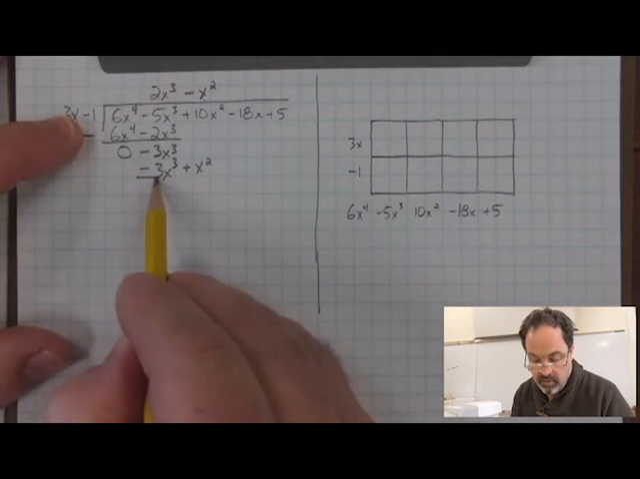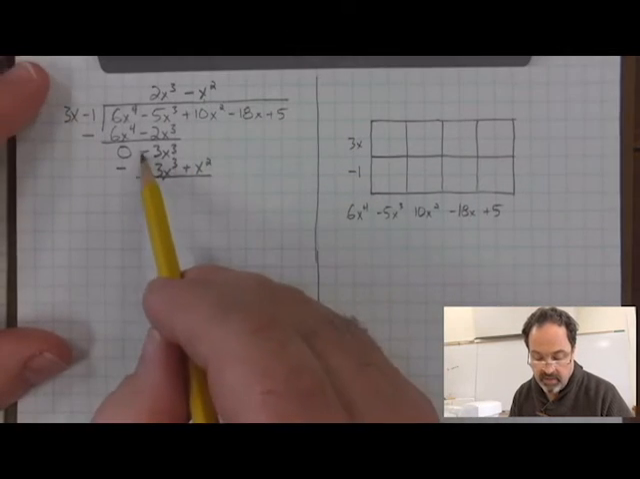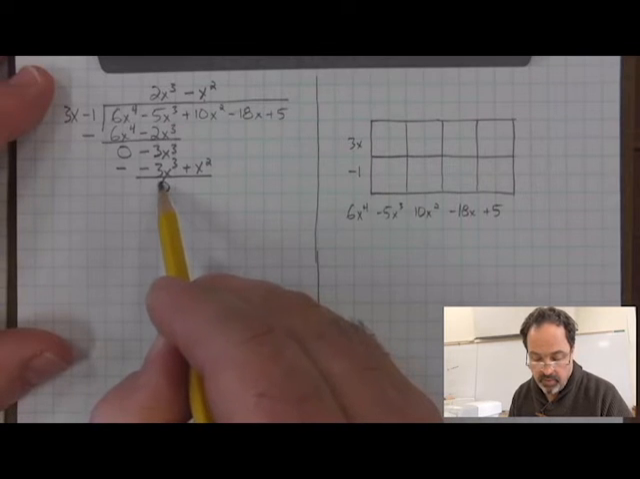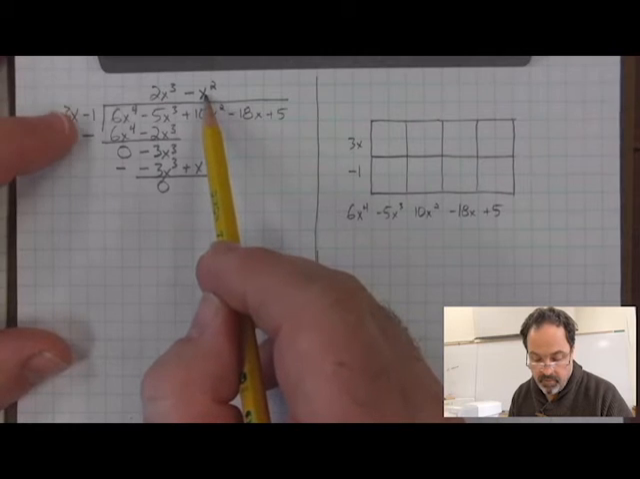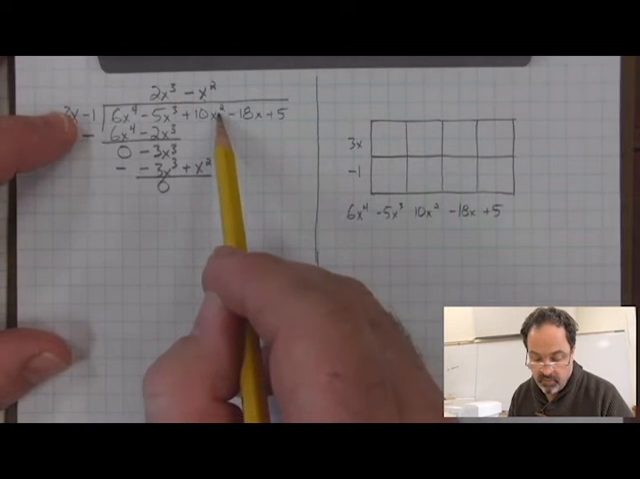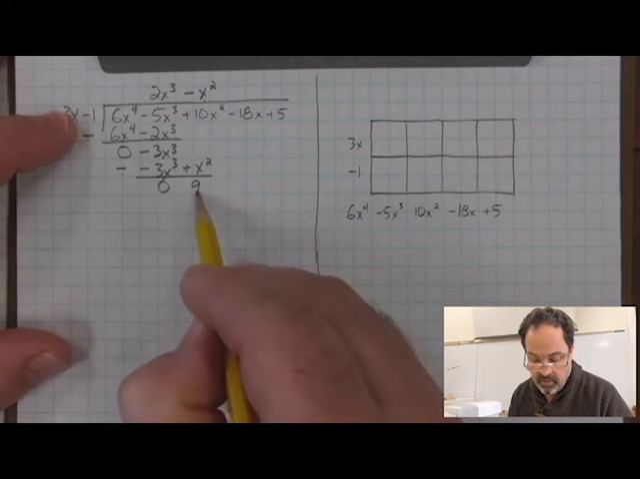Third step, I find out the new leading term by subtraction. Negative 3x cubed minus negative 3x cubed is 0. The 10x squared minus a positive x squared is 9x squared.